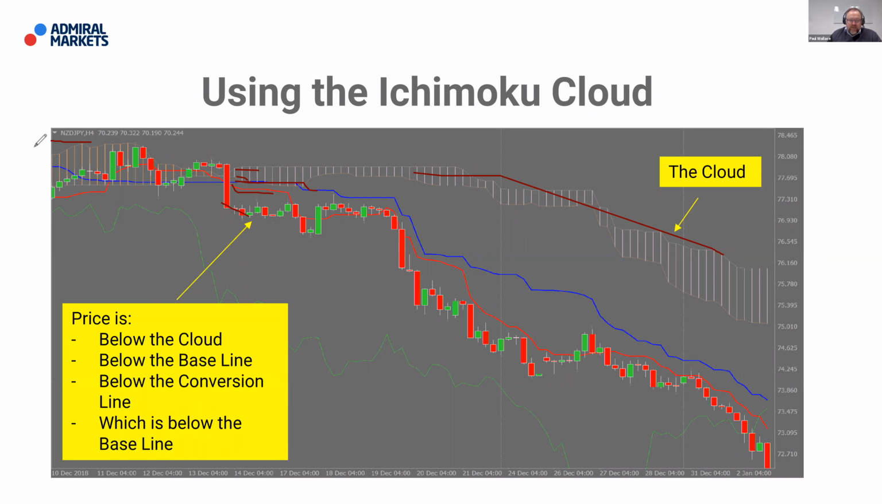You can see here, even in this particular example, price was for the most part going sideways and inside the cloud. It's only once it broke out to the downside that we had that confirmation: price beneath the conversion line, which is beneath the baseline, which is beneath the cloud, and the cloud is negative. So you've got that confluence of events, and that's what we like to see.